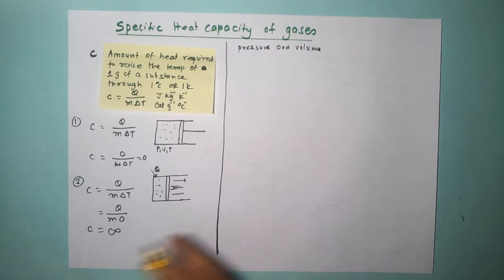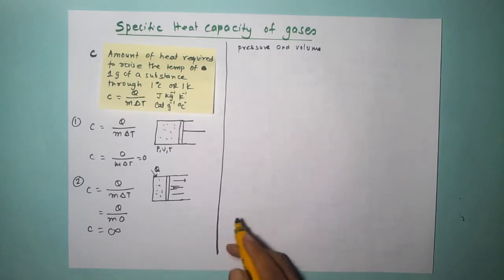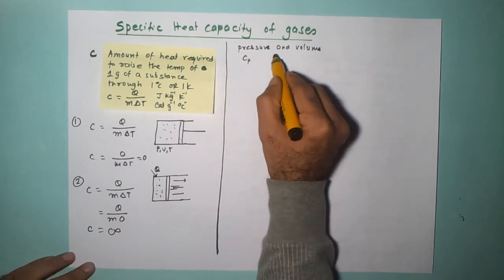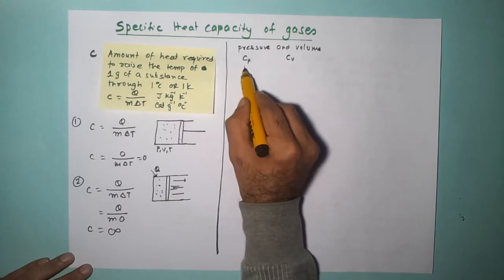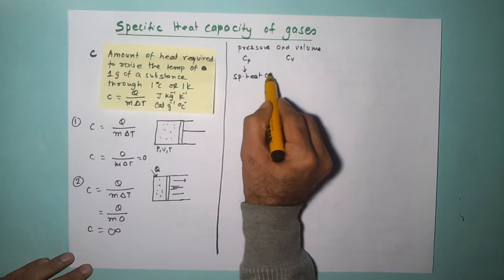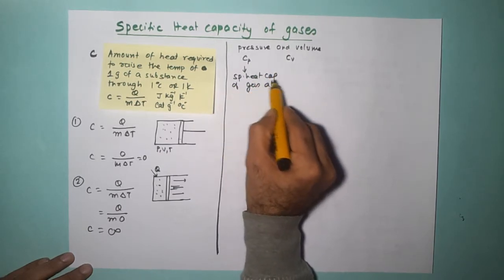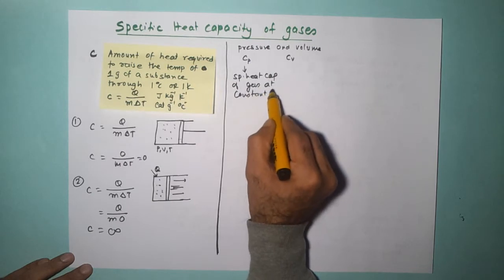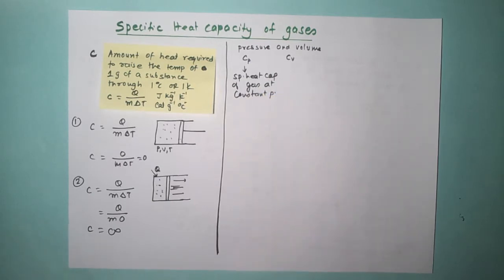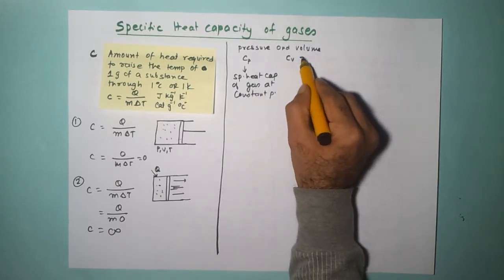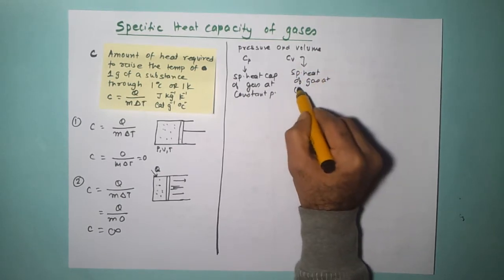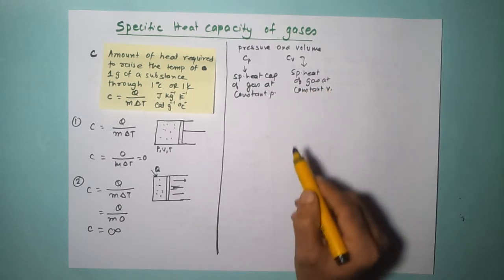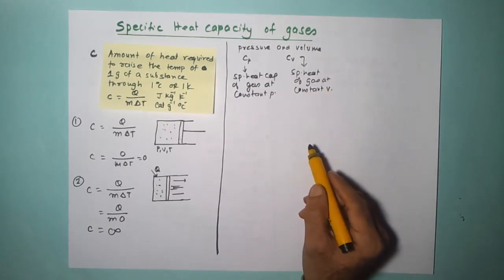And therefore, we will have two different specific heat capacities of gas. We denote them by small Cp and small Cv. This is specific heat capacity of gas at constant pressure. So we are not changing the pressure, and we're seeing how the temperature changes, and based on that we have specific heat capacity. Cv is specific heat capacity of gas at constant volume. We keep the volume constant and see how much amount of heat is required.